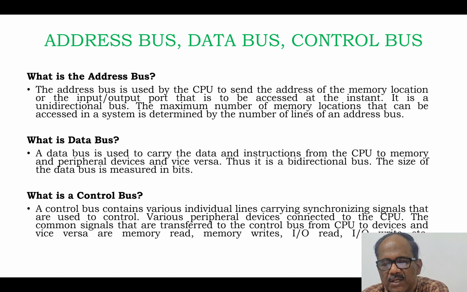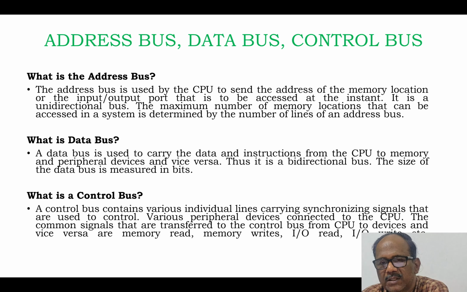Second is the data bus, for transferring data from processor to memory or vice versa, or to peripheral. So that's going to be a bidirectional bus. So it is possible that the processor can send data to memory or peripherals. Similarly, peripherals or memory can send back data to the processor, and that takes place through the data bus.